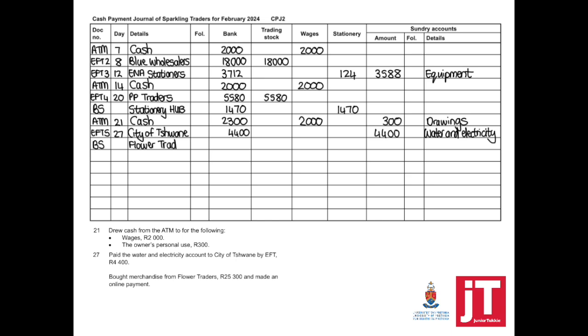The source document will be bank statement. Who did we pay? Flower Traders. How much did we pay? 25,300. For what reason? Merchandise is shown as trading stock. Now, a common mistake, we go and we write this under sundry accounts as merchandise, and then we get it completely wrong. Merchandise is your trading stock. If I say to you goods were purchased, that is part of trading stock.